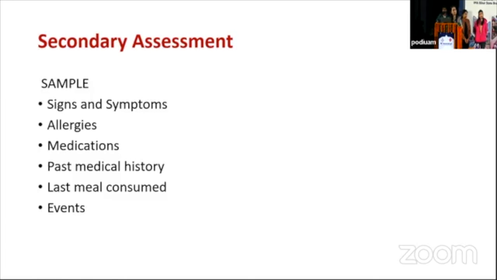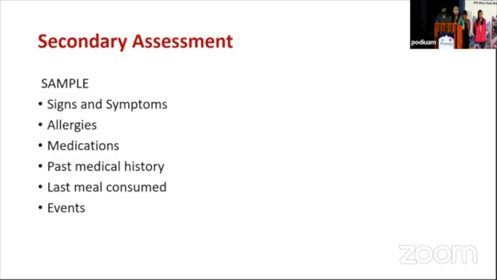Then we'll have a history about when the patient had his last meal, because we have to see whether the patient will aspirate or not in the present condition. And events, the series of events which had put the patient in the current scenario. So this SAMPLE would help us.